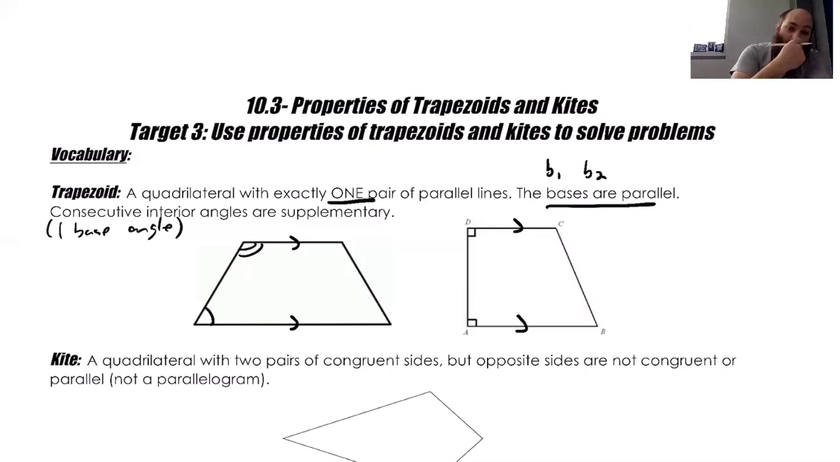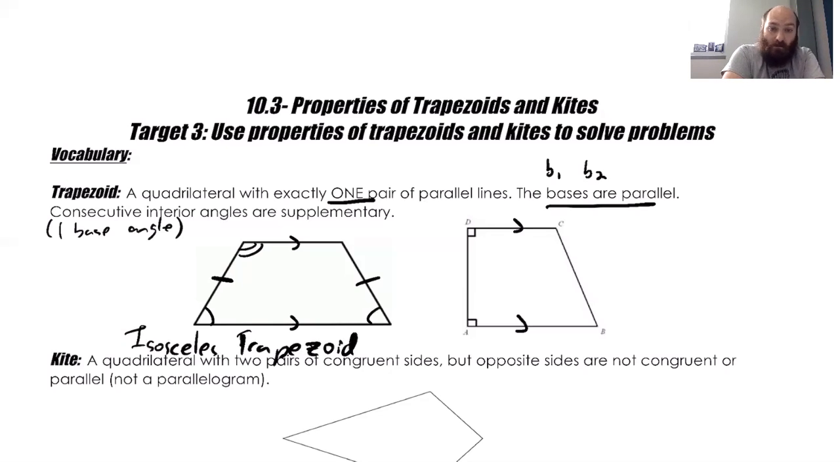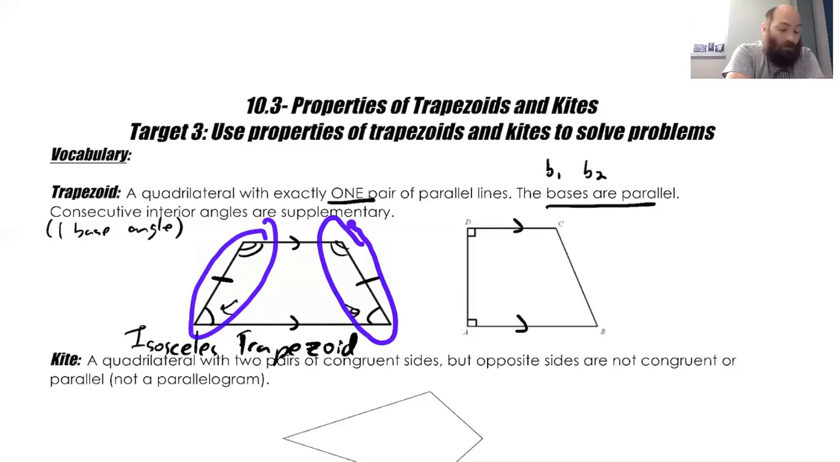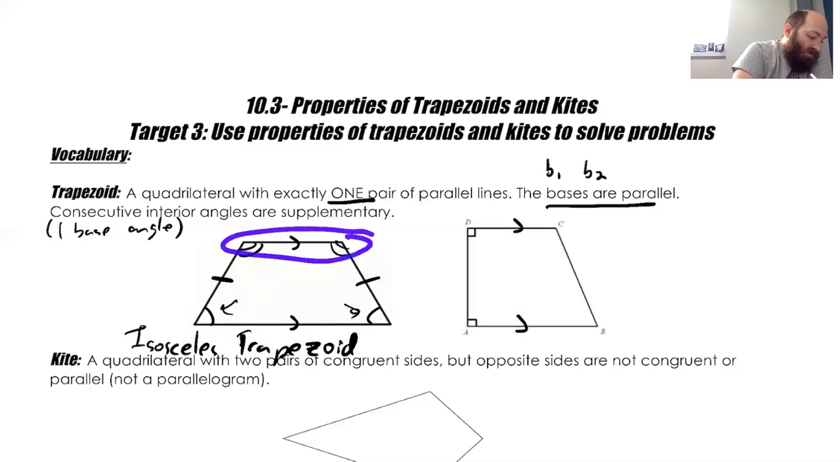Now there's a special case for this first one. This is what's called an isosceles trapezoid. If I have an isosceles trapezoid, we get a special thing where these base angles here are going to be congruent to each other, and then these two angles up here are going to be congruent to each other. When we look at the consecutive interior angles, we're talking about these, and these are supplementary. But I'm not talking about these, and I'm not talking about these. Those are not supplementary.